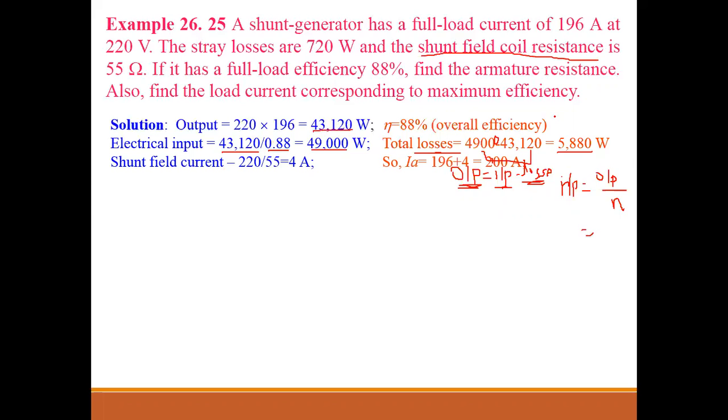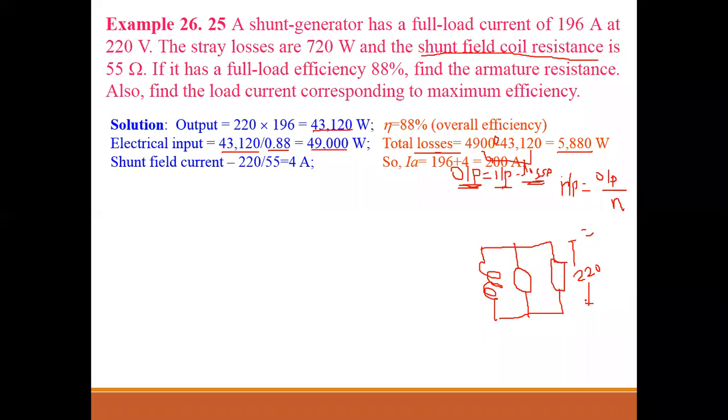Now we have the shunt field coil resistance value. Again, we have the voltage value. Now this is a shunt generator. So for a shunt generator, I will draw the figure here. This is nothing but the armature. This is our shunt coil, and this is our load. The voltage which will appear across these is 220 volt.